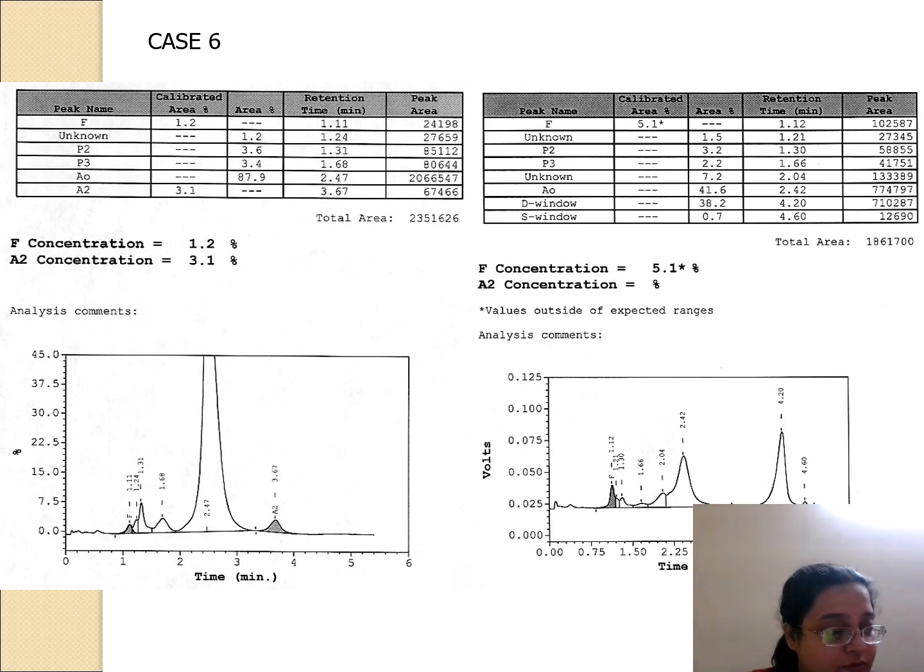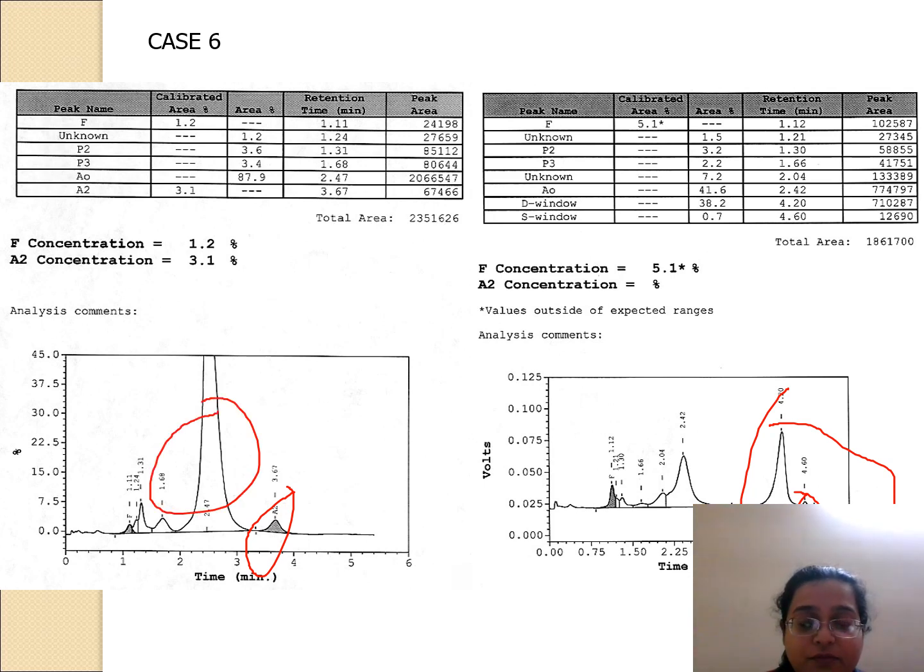Okay. So coming to case 6, again you have this normal graph over here. I don't need to go on about it. Now you see that the F concentration is raised and the A2 you are not able to interpret, and you see their graphs. There is another small peak over here. There was just a single peak over here, and then there are two peaks over here. The concentration of A2 has decreased a lot.